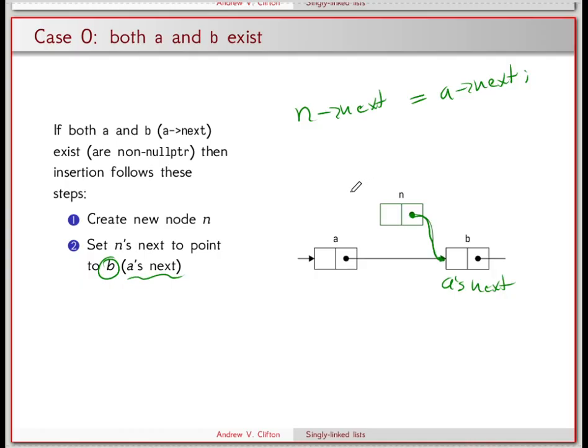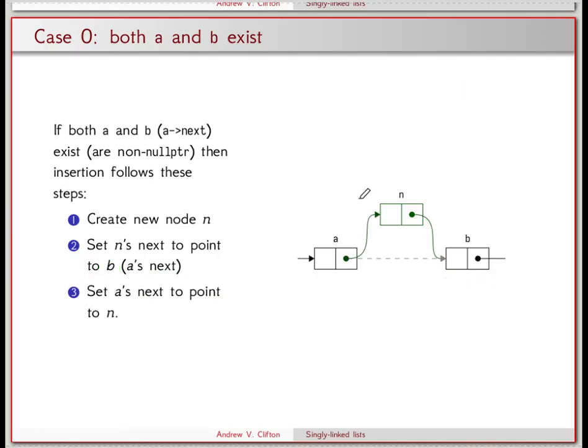And then what's the final thing that we need to do? We need to update A's next to point to N. So I update this right there and say you need to point up there. That would be A's next equals N.